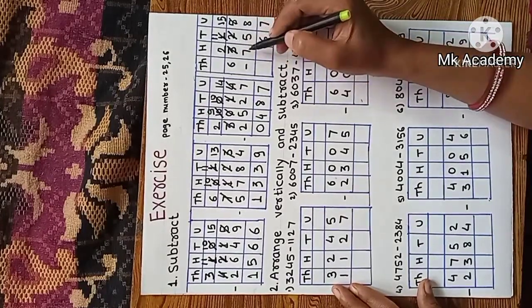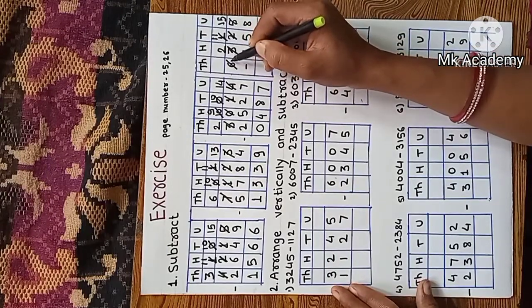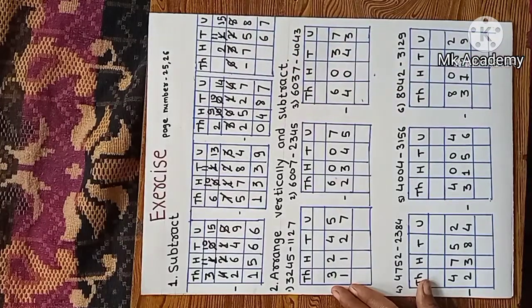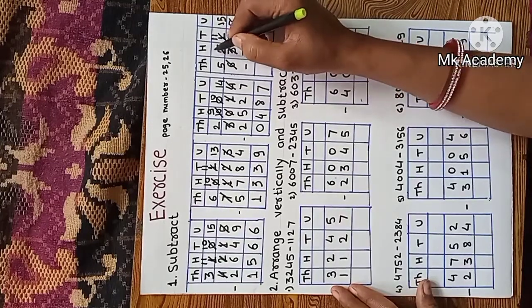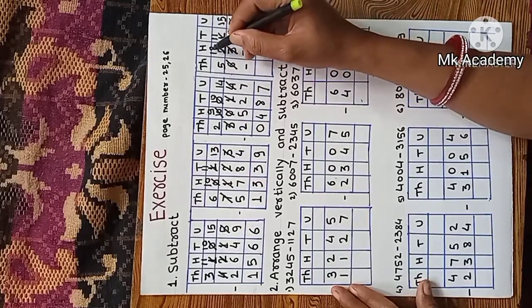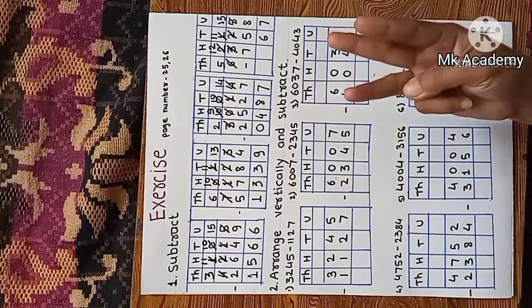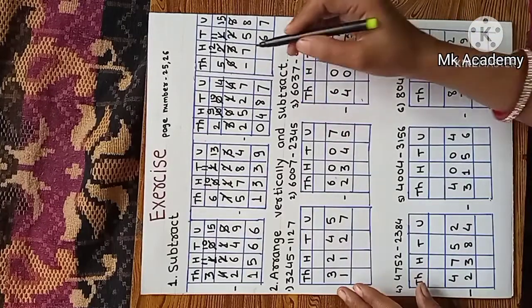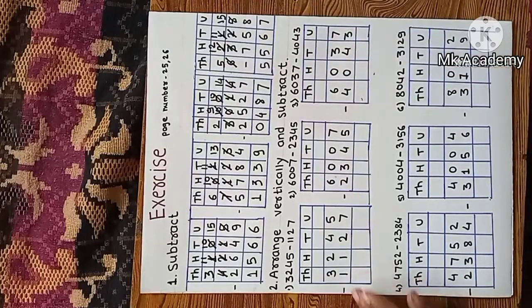Now 200 minus 700. This is not possible. Therefore we can borrow from 1000. Here 6000. We borrow 1000. How many thousand remaining here? 5. 1000 means 1000 plus 200. We get 1200. 1200 minus 700. How many hundred remaining? 8, 9, 10, 11, 12. 500s. And here 5 as it is. The answer is 5567. Understood the subtraction problem by borrowing?